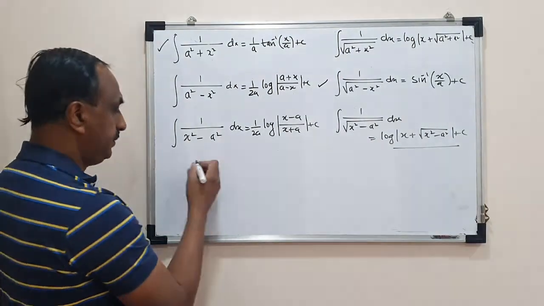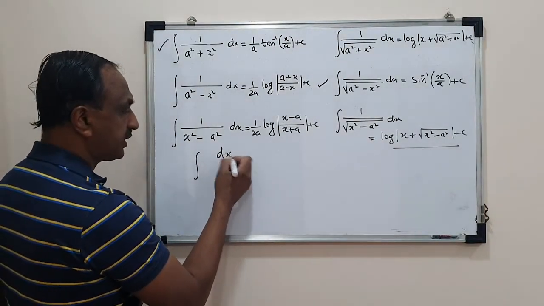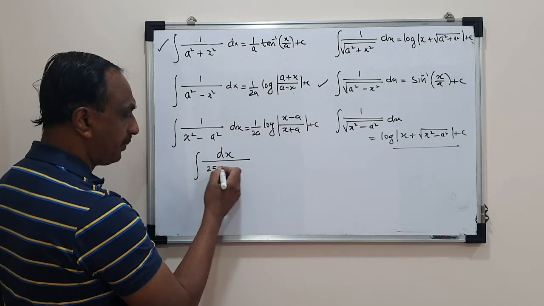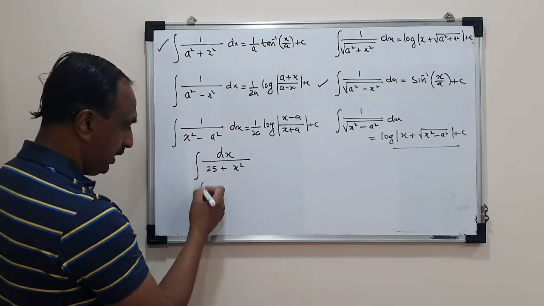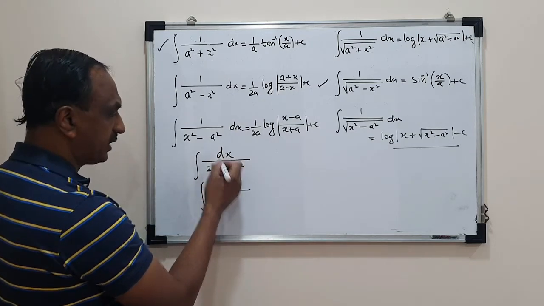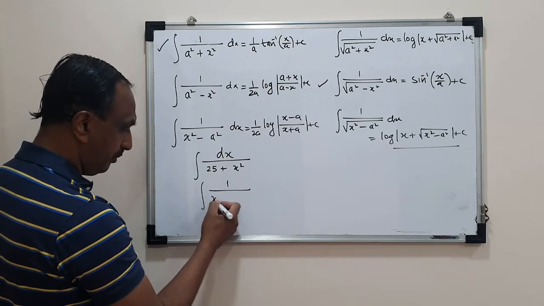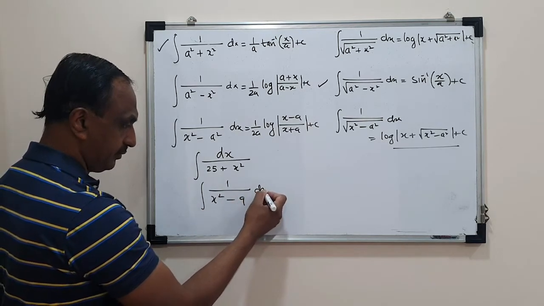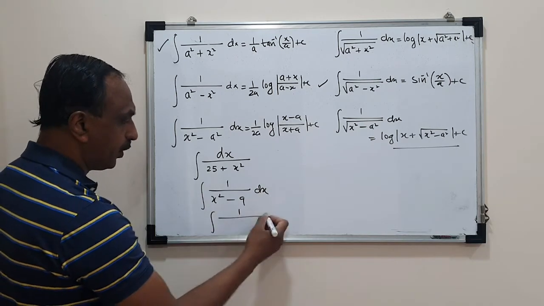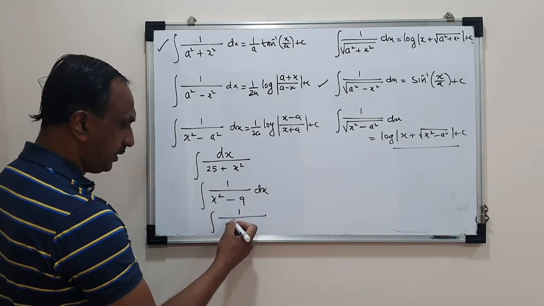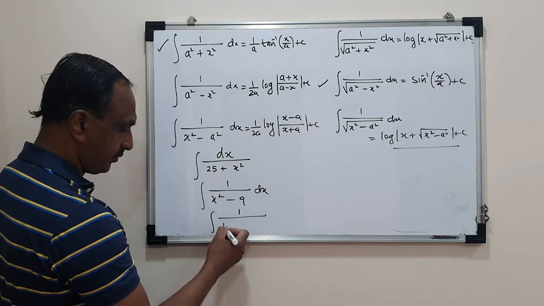Let's take an example. Integral dx upon 25 plus x square. Integral 1 upon, instead of dx I may write 1 also, x square minus 9, and integral 1 upon root of 16 minus x square.